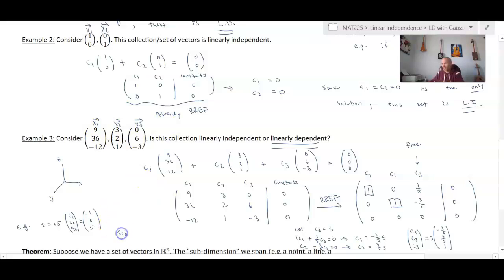So since there exist C1, C2, C3, not all 0, and there exist, right? Doesn't mean that that's the only one, but you can find, doesn't mean that 0 doesn't work. Because it's a homogeneous system, the 0 vector will always be a solution, but it's not the only one. So not all 0, the set is linearly dependent.